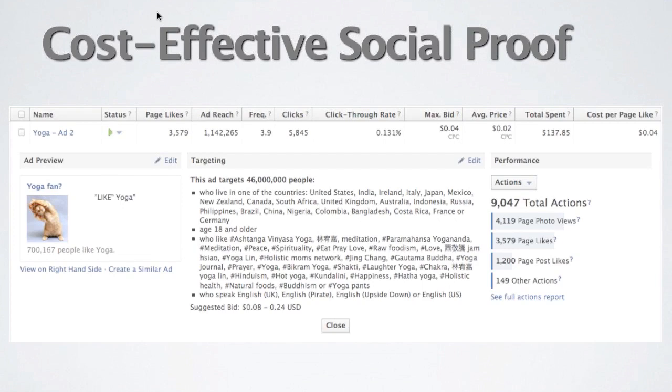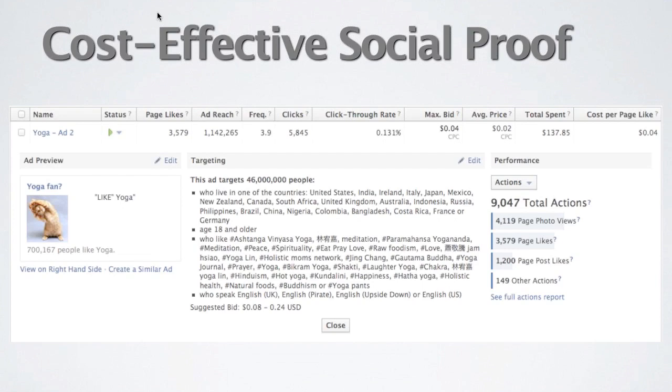So the idea that we were trying to get is we want to target an ad to 46 million people who all like yoga for the purpose of getting very inexpensive likes. These are not customers. Most of them will never be customers, and that is totally okay. We're trying to build cost-effective social proof. The other thing is, you can see on this one, we were getting 4 cents per like on this particular ad. We got 3,579 likes at 4 cents a like.